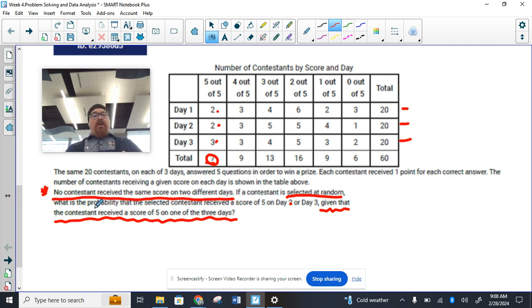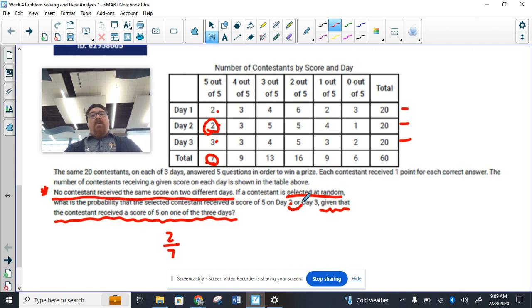So when we talk about probability, what is the probability that the selected contestant received a score of 5 on day 2? Well, that is 2 out of 7, not out of 20. Because again, we're not selecting a student at random. It says given that the contestant received a score of 5 on one of 3 days. Okay, so this is the probability that someone scored a 5 on day 2.